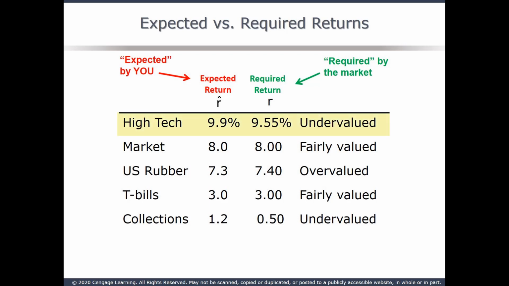High-tech appears to be undervalued since we think it will return 9.9, but it's priced to return 9.55. Collections appears to be undervalued as well since we think it's going to return 1.2, but it's required to return 0.5. U.S. rubber, however, is overvalued. If we feel good about our expectations, we would buy high-tech and collections and sell U.S. rubber.